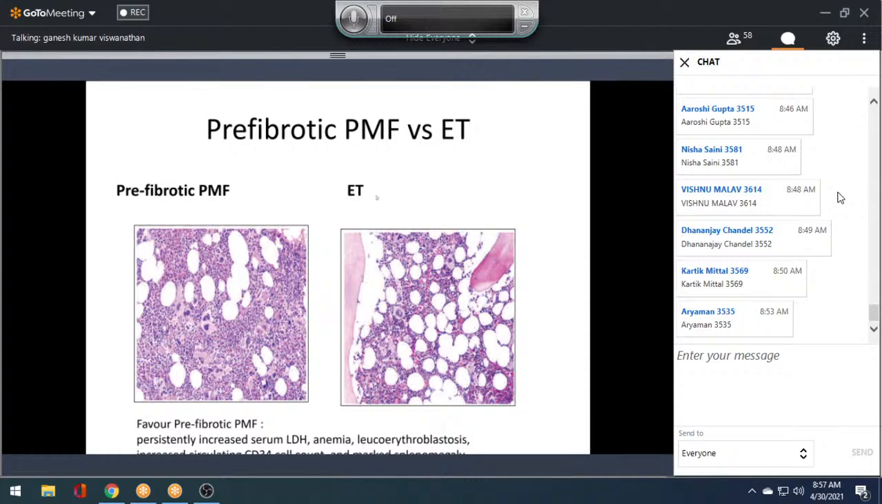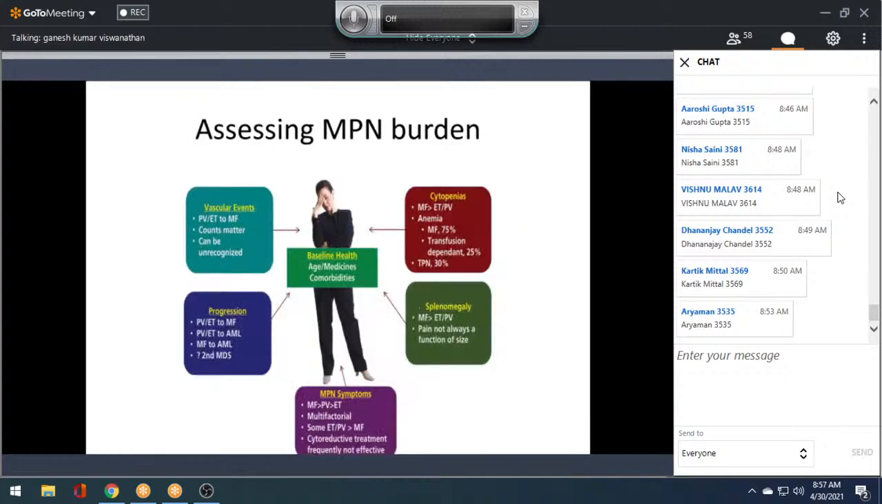Early primary myelofibrosis and essential thrombocythemia have some similar features. They need to be differentiated. One feature is the cellularity. Cellularity is normal in essential thrombocythemia.